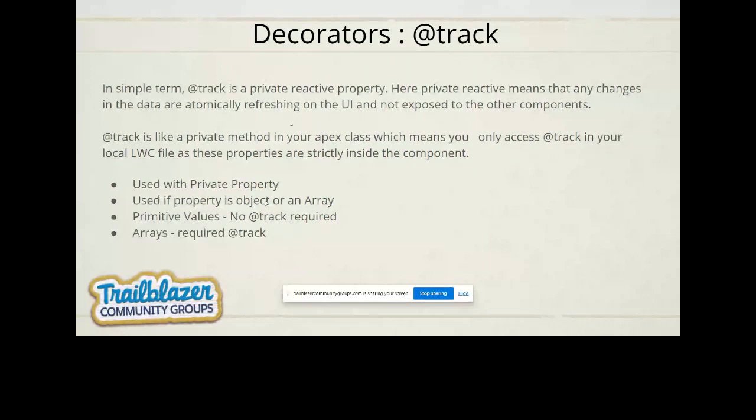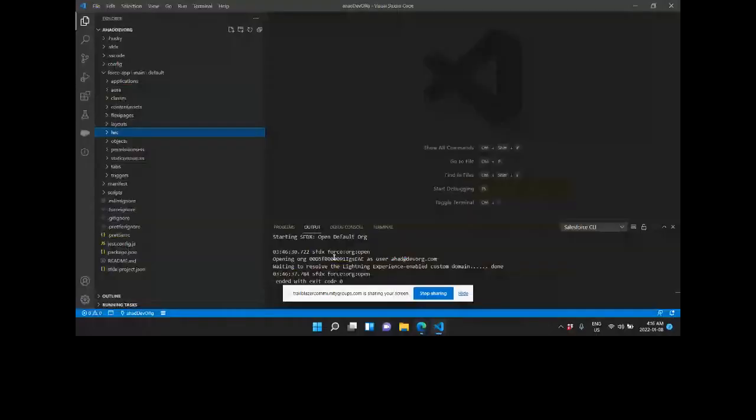As of after Spring 2020, it is not required to annotate with track, but for objects and arrays, you have to use track. So what do I mean by all this? I'll switch to VS Code and create a new Lightning Web component.